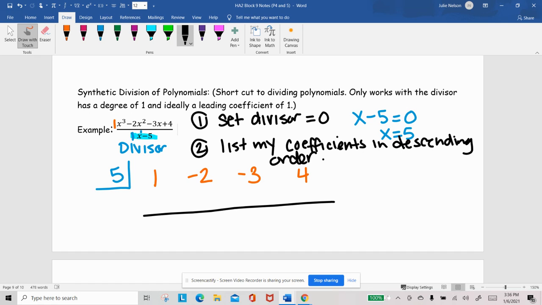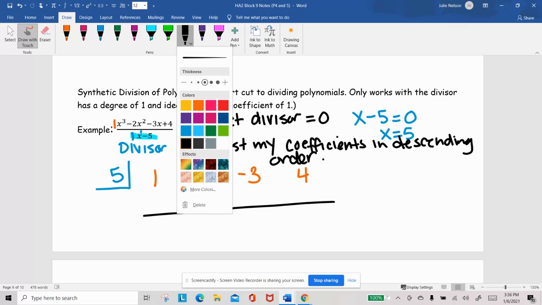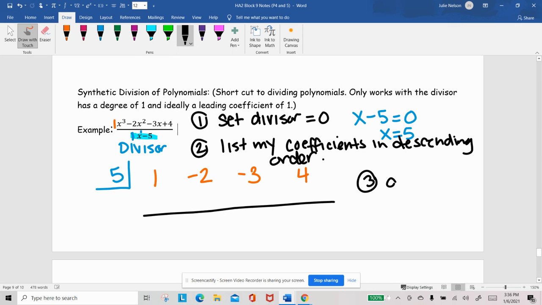Okay. You always drop the first term, so that's step number 3, drop the first coefficient. So my first coefficient that I'm dropping is the number 1.